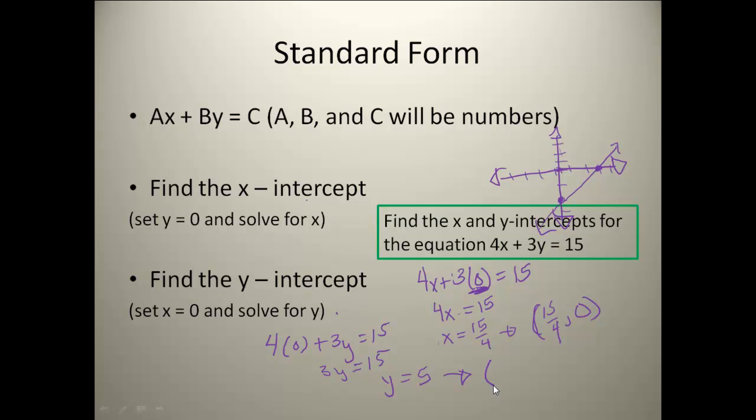Translate that into an ordered pair. It tells me y is equal to 5, and I used 0 for my x, so my point would be 0, comma 5. So I've found my x-intercept and my y-intercept. Now if it asked me to graph this line, once I have those 2 points found, I come up here and I plot them. So 15/4 would be right about there, and then 0, 5 would be right about there. Draw my line, and then I would have my graph. So when you're in standard form, you find the x and the y-intercepts, plot them, and then graph them.